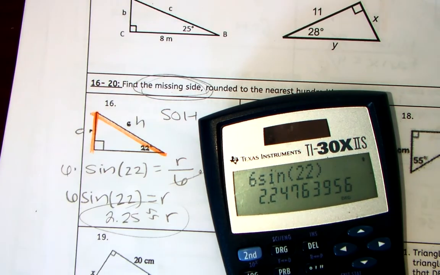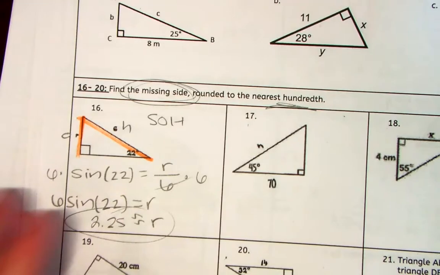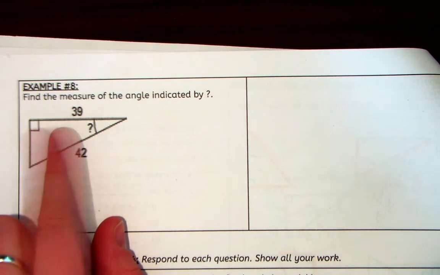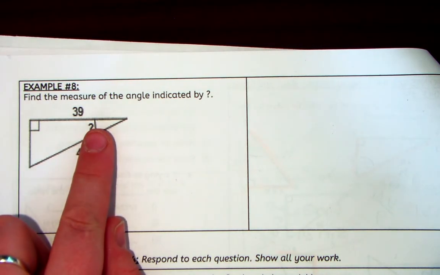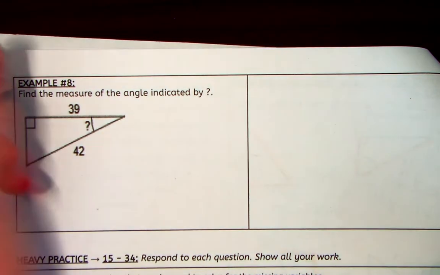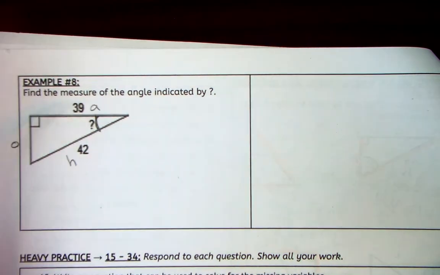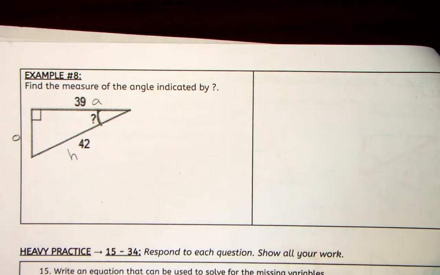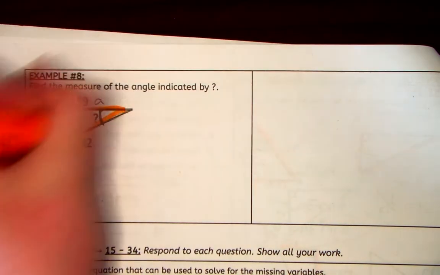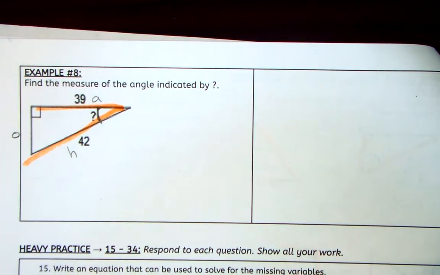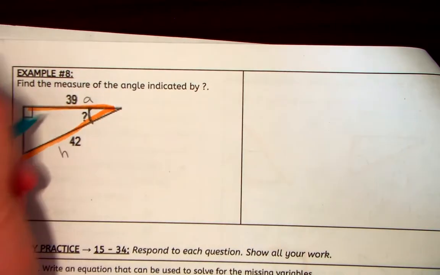Okay? All right. One last example. Now we're going to go to example 8 here. So we're finding the measure of the angle indicated by the question mark. So now we're solving for an angle. So again, all the same steps apply. Let me label my hypotenuse. This is my reference angle. That's opposite. That's adjacent, right? And so now I'm noticing adjacent and hypotenuse is my CAH. So I'm going to set up cosine of theta is equal again to my adjacent over hypotenuse.